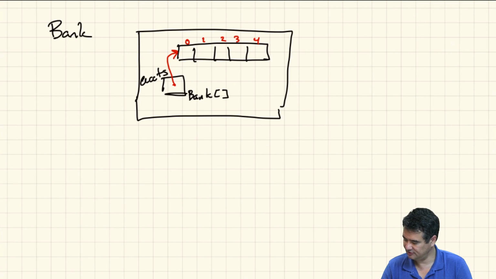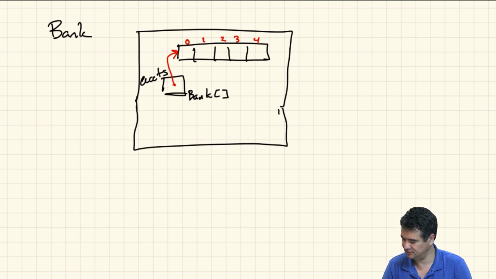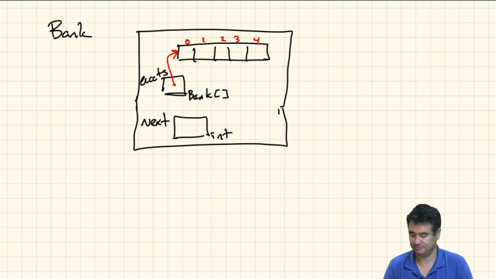And then there is another box. I need a little more space here, so let's erase that. There's another box called next, and its type is int, and its value is 0. Okay, because the element number 0 is where the next bank account is going to go. Okay, so this is my bank.